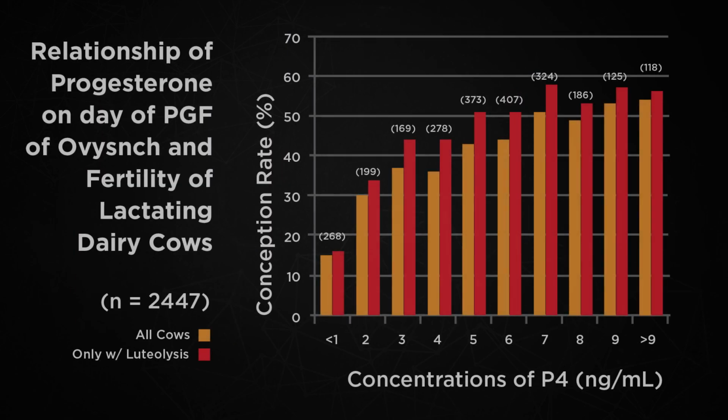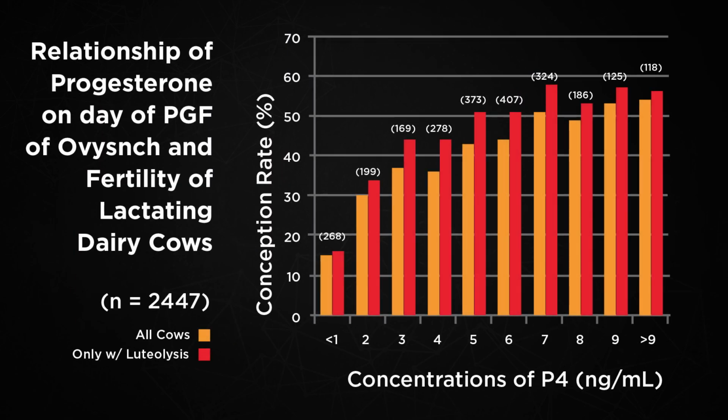In a very large data set from our laboratory, these 3 programs compared favorably to each other, each having about 45% conception rates to first service. In this large data set, it appeared that the higher the progesterone just prior to the prostaglandin F2 alpha of Ovsynch, the greater the conception rates. It is likely that the increase in fertility is due both to progesterone and the control of the age of the ovulatory follicle from these fertility programs.